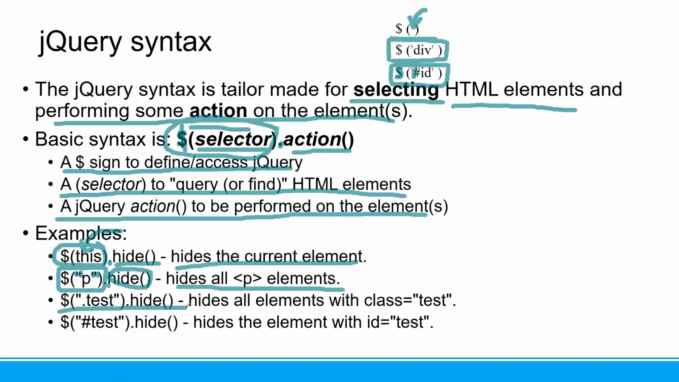If I have something like $.test.hide, then I will hide all the elements with the class equal to test. So it means I want to check what the classes are. The dot means the class name. If I have the dollar with the sharp symbol, test dot hide, then I will hide the elements with ID equal to test. So the difference is only that this is the class and this is the ID.